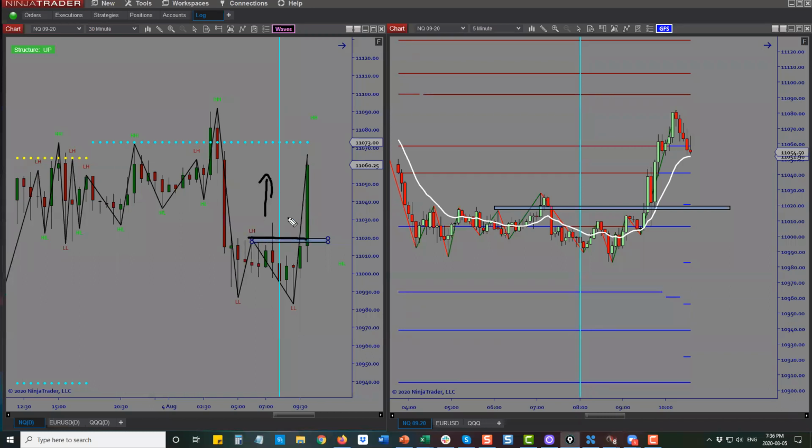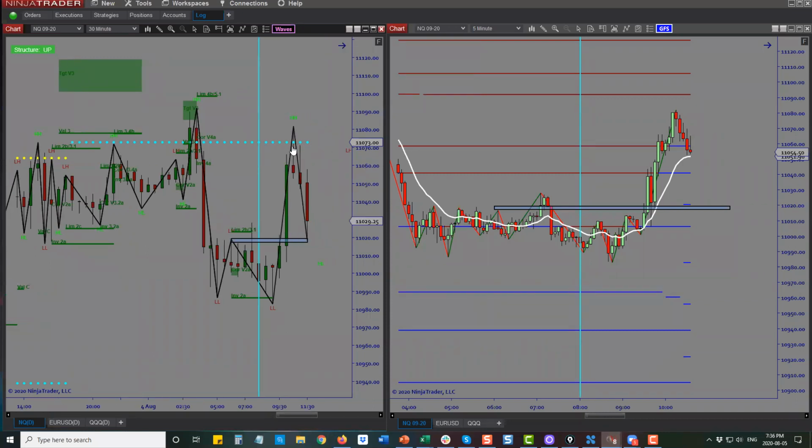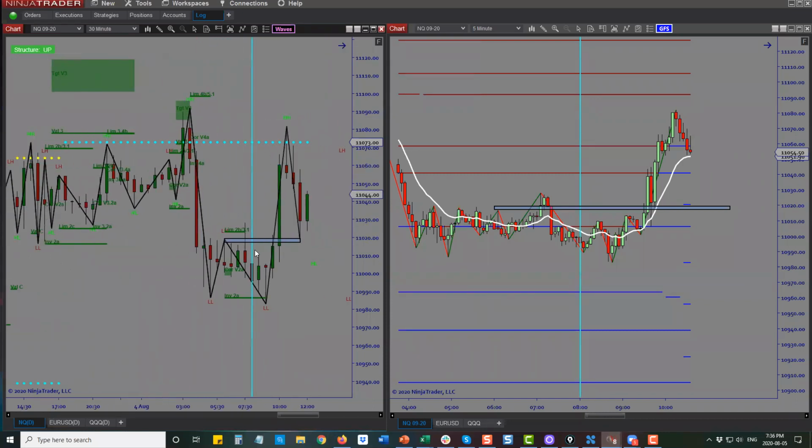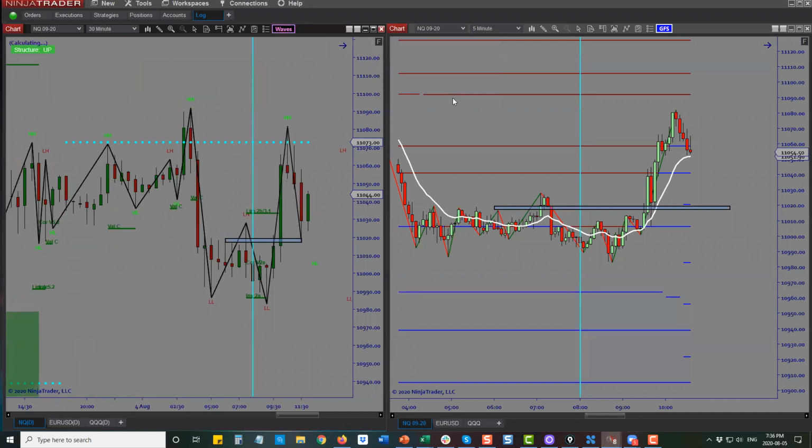We closed above structure, structure's up. We're going into wave 1. That would be considered wave 1 here. In fact, if I put the wave count on, it would be, well, we need to change here. It needs to pull back 2. I need to change the swing setting, excuse me. Yeah, so this is pullback 1 into 2.